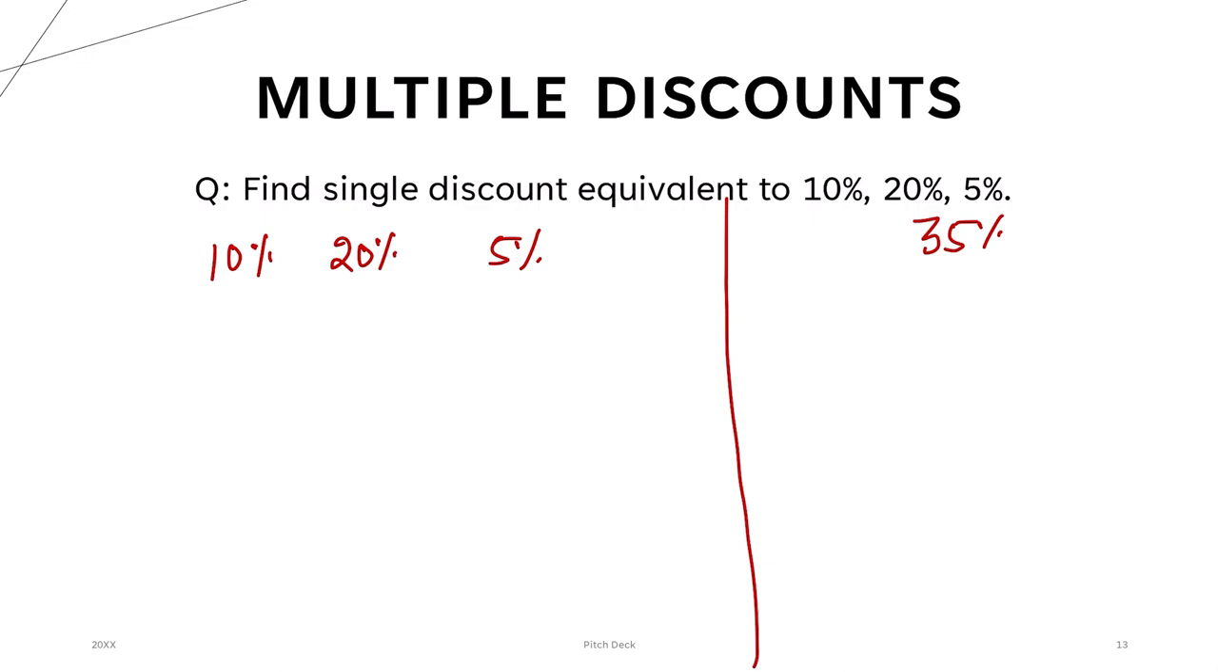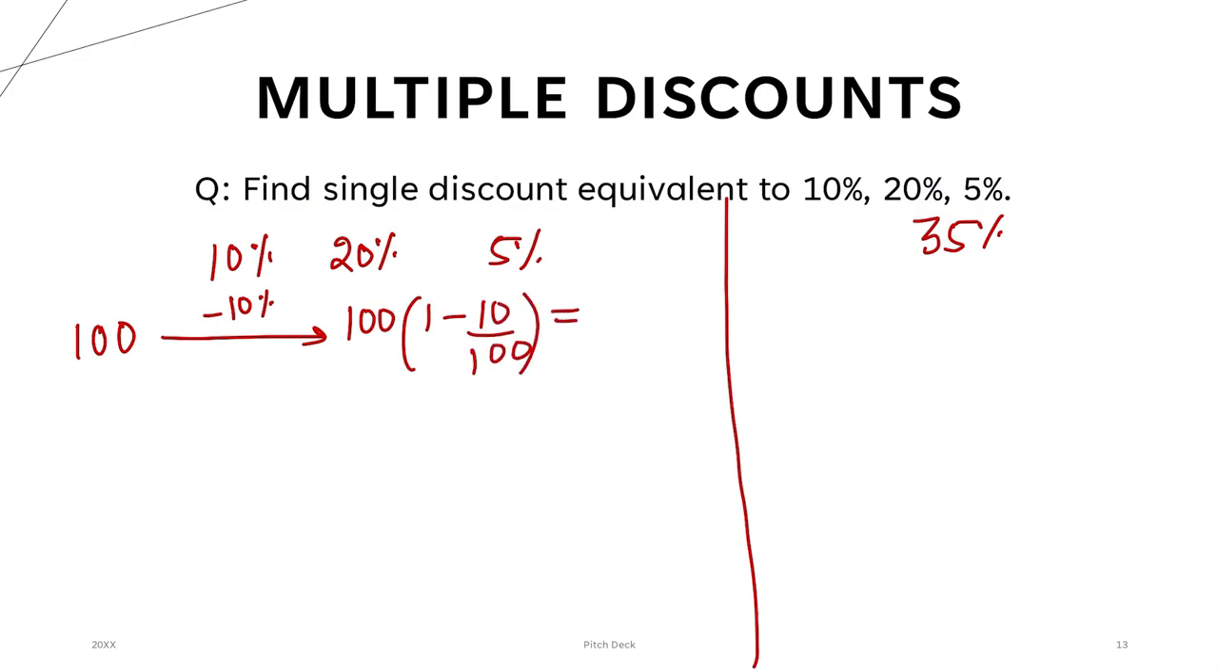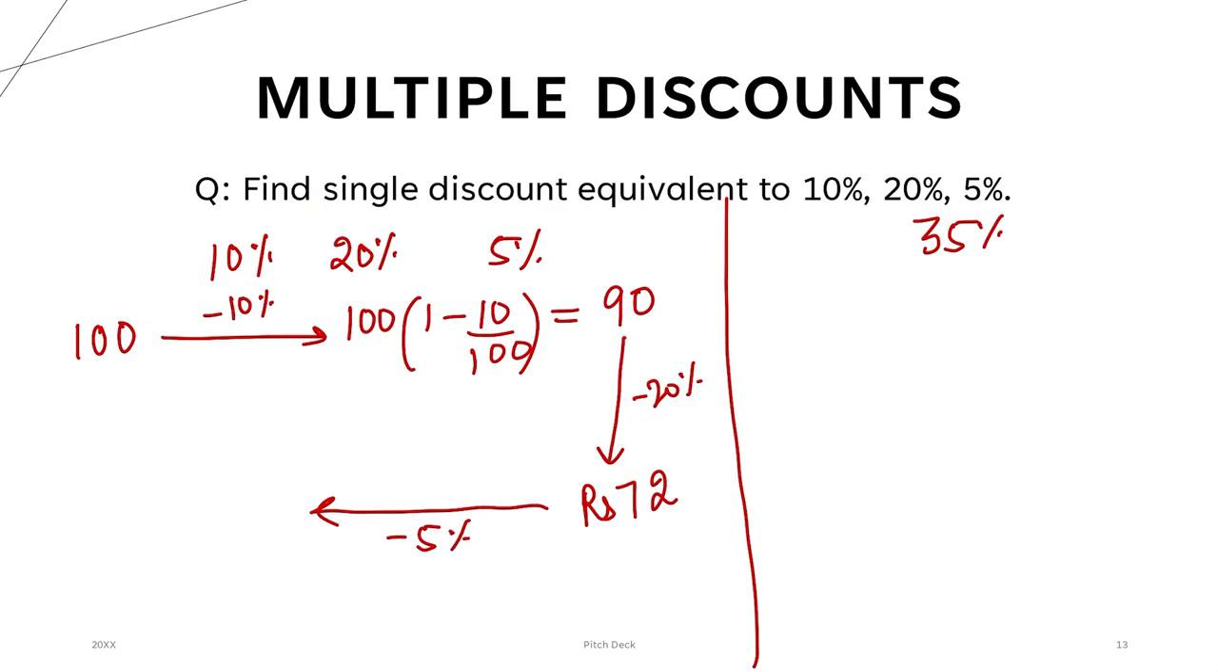Okay, let's see. Suppose the price of the good is 100, then the first discount is of 10%, minus 10%. If you do the calculation, again I am doing this one for you, you will get 90 here, right? After that, there is another discount of 20%. If you solve this, you will get rupees 72, right? Then after that, there is another discount of 5%. So here, if you calculate 72 times 0.95, that will be rupees 68.4.